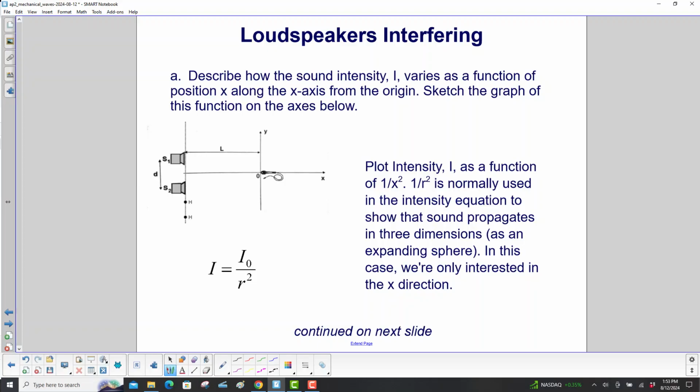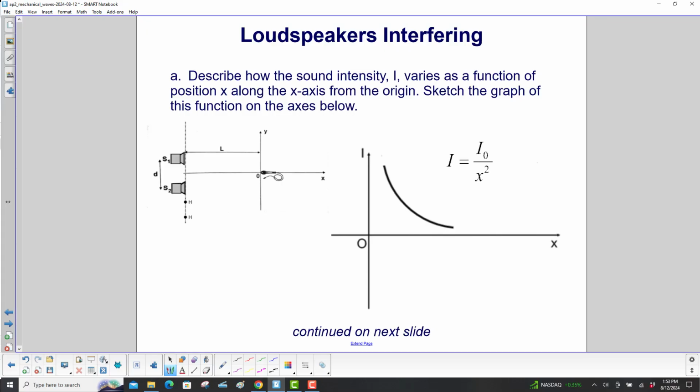Plot intensity I as a function of 1 over x squared. Now we're using 1 over r squared here. That's normally used in the intensity equation to show that sound propagates in 3 dimensions as an expanding sphere. In this case, we're only interested in the x direction. So here's where the microphone starts, and if you were to move it backwards like this, it falls off as 1 over x squared. So the intensity is I0, the intensity right there, divided by x squared.